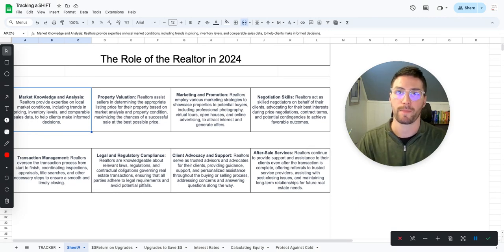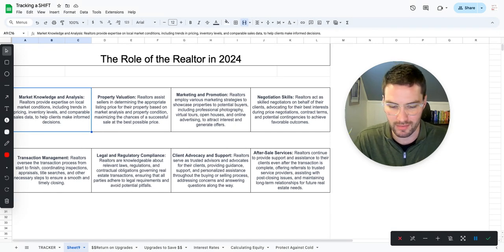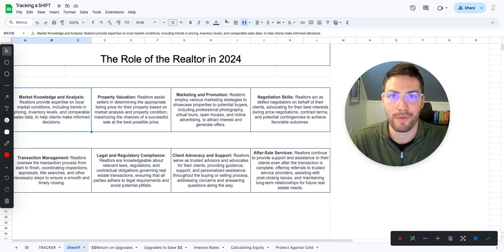Marketing and promotion. This is a big one, right? There's kind of this three P's of listing a property. And let me see if I can get this right. It's basically we put a sign in the yard, we put it on the MLS and we pray. And that's not really a great method for marketing your home.